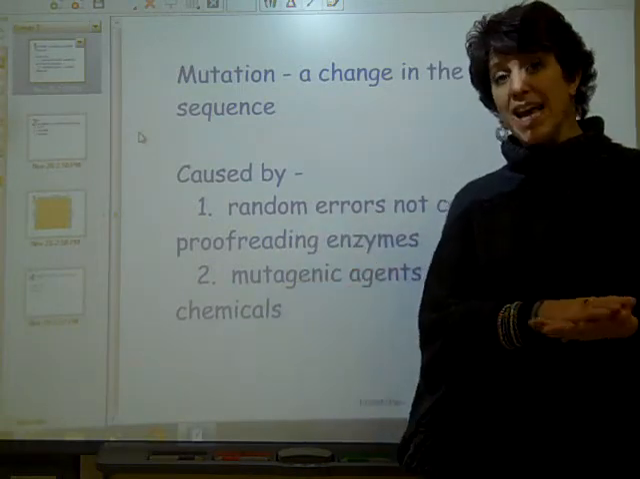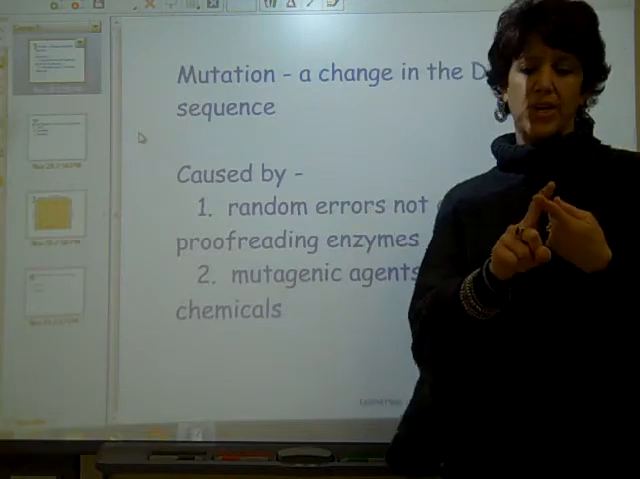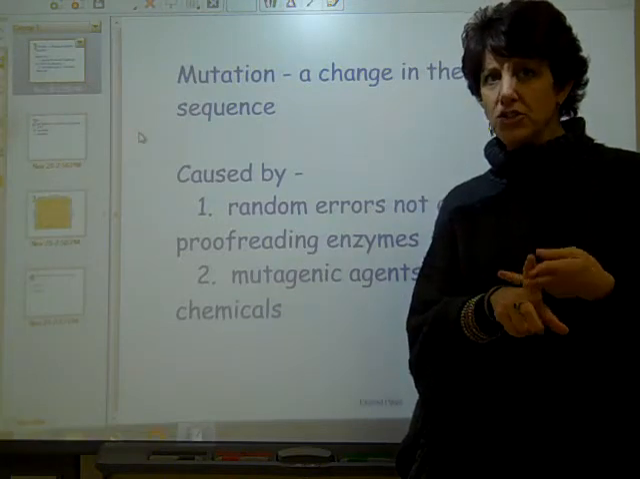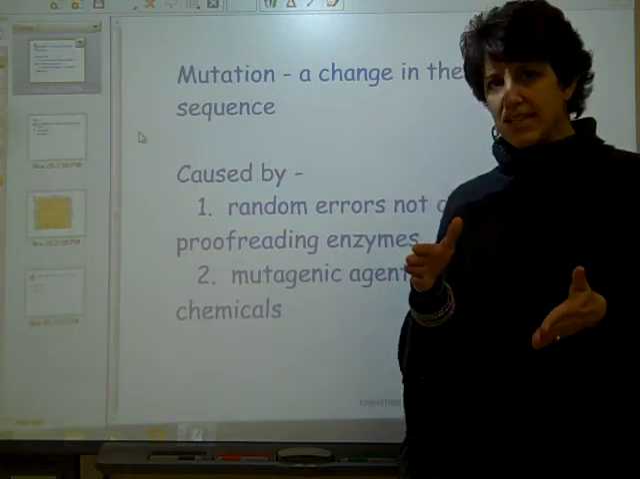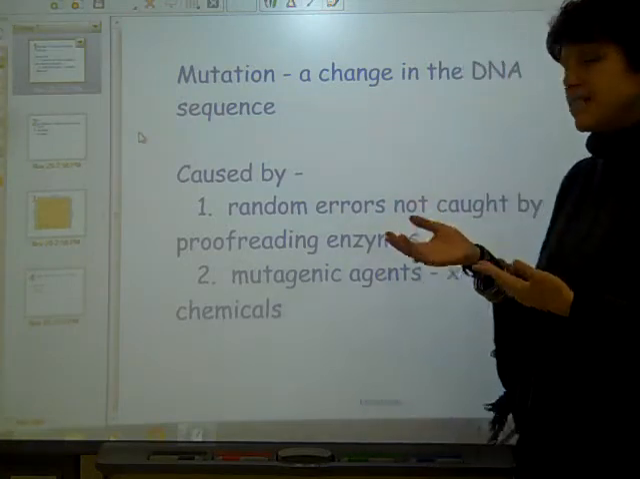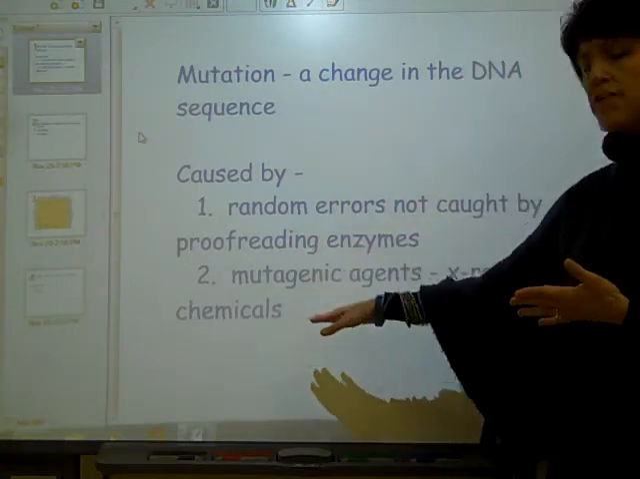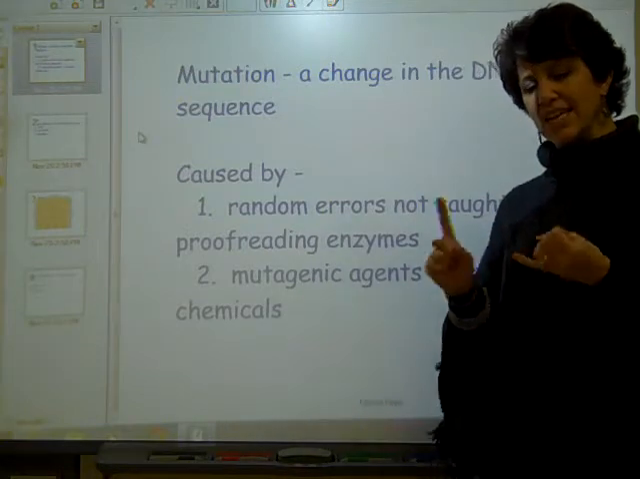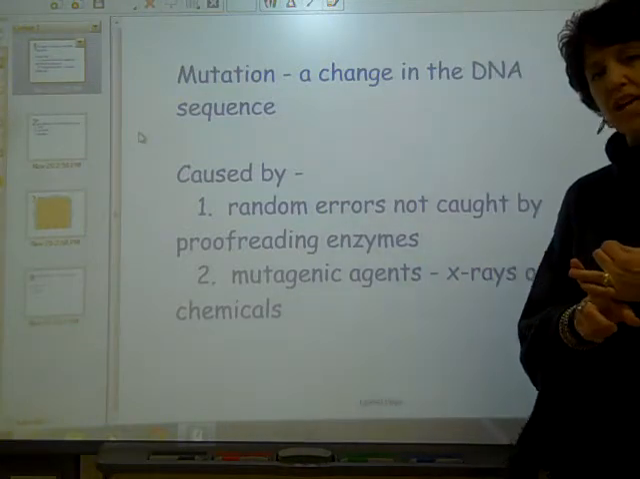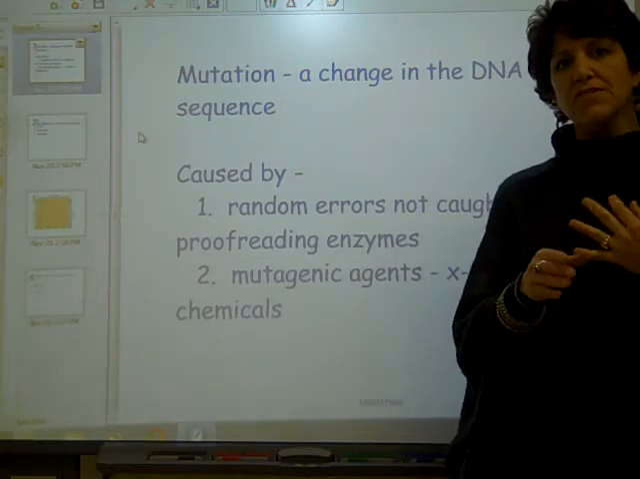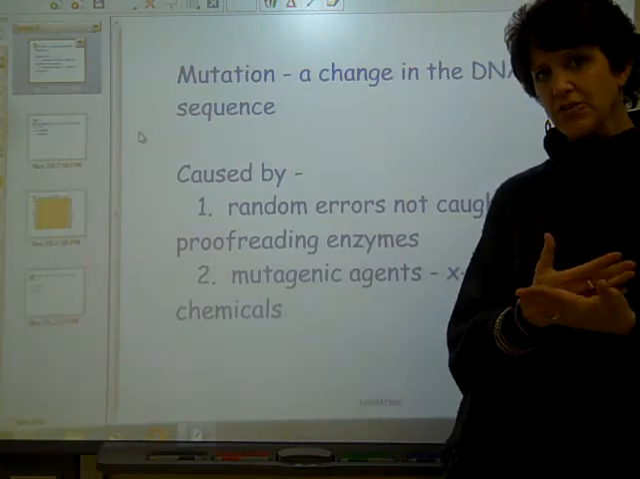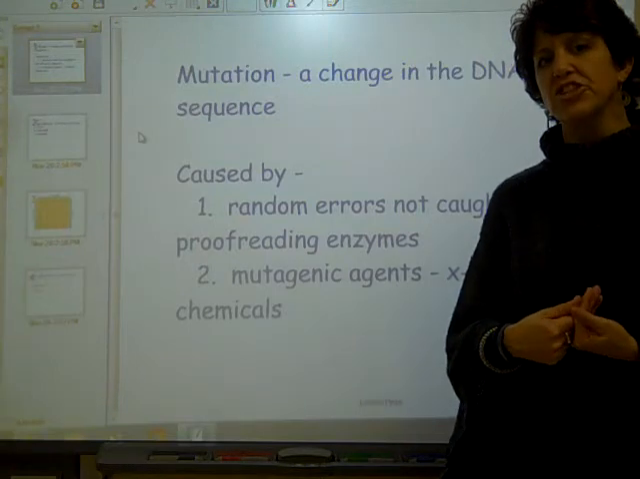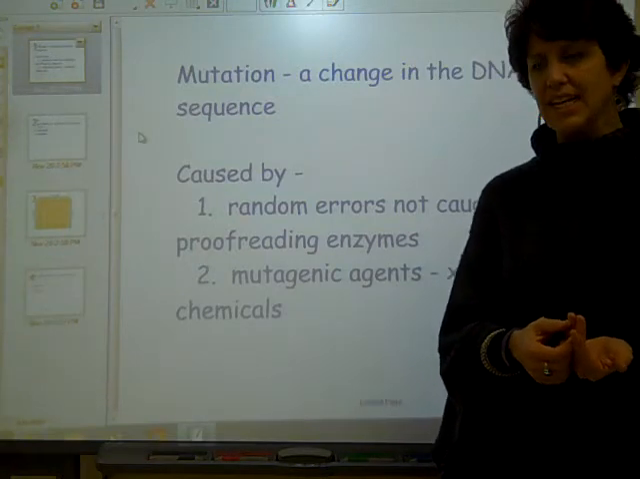There are proofreading enzymes that actually go through during replication and during transcription to make sure that the bases are put in the right order, and they fix any errors that are seen, but sometimes there are random errors. Another cause is mutagenic agents, things like X-rays or chemicals that are harmful. So there have definitely been times where people have been exposed to so many X-rays that they actually notice the radiation has caused some changes in the DNA sequence.